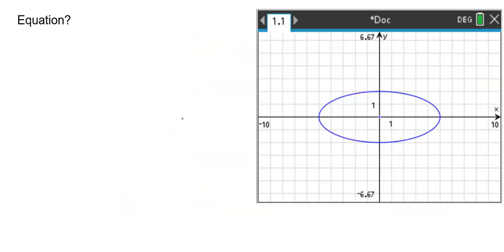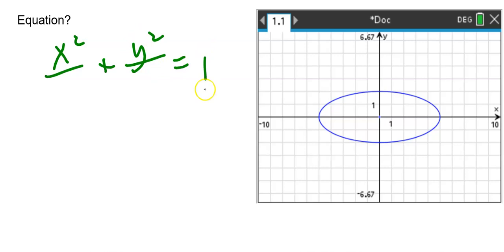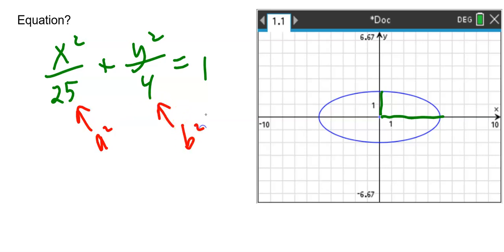And finally, this is an easy one. Just start writing your equation, x squared over something plus y squared over something equals 1. Vertically looks like that value is 2, so there'll be 4 underneath y. Horizontally is always underneath x, so that's 1, 2, 3, 4, 5, so this would be 25. This is definitely a horizontal ellipse. This one is equal to a squared, if you didn't realize that, and this one is equal to b squared. So a is really 5 there, b is really 2.